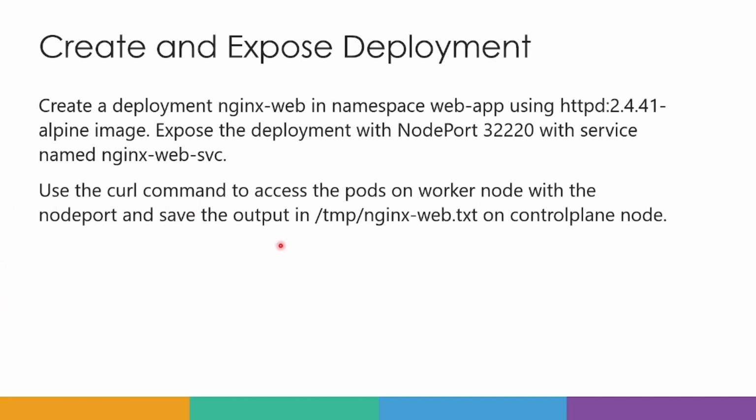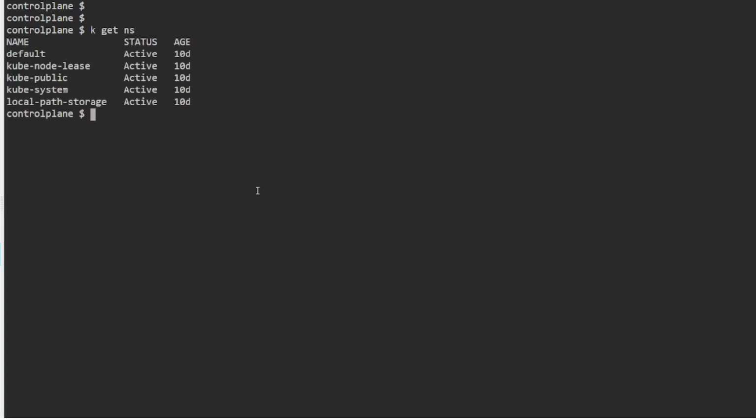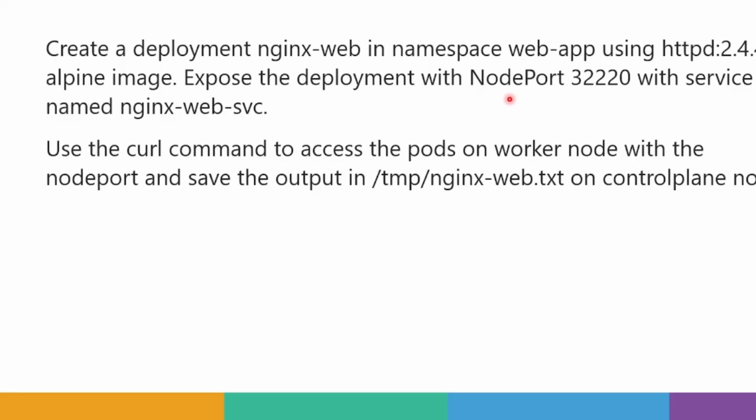So let's start first deploying the deployment, but before that let's check whether this namespace web-app is already there or not, and if it is not there, then we need to create this namespace. I am in the console right now, so let's first check how many namespaces are there using this kubectl get namespace command. Okay, I do not see the namespace mentioned here, web-app.